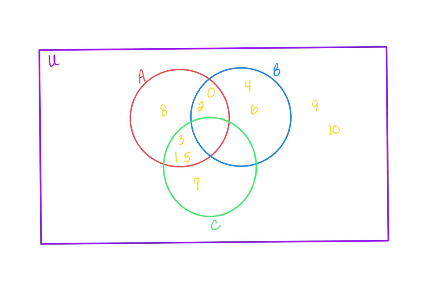So if you want to check your Venn diagram for number 1, this is what the Venn diagram looks like. You should label your universal, your A, B, and C, and all the numbers in that as well.